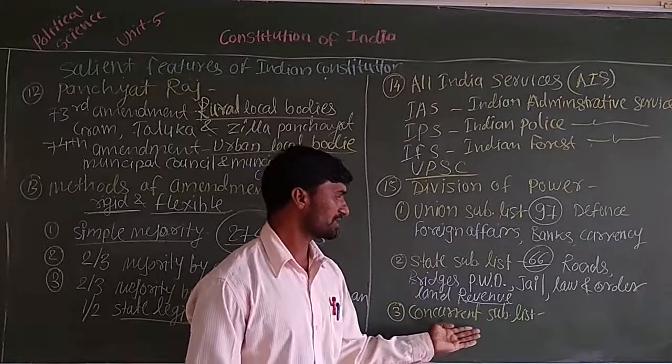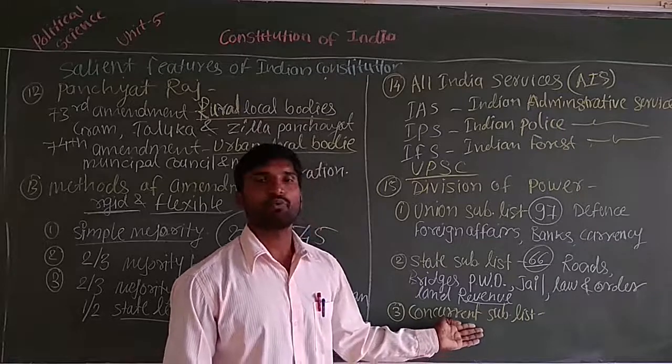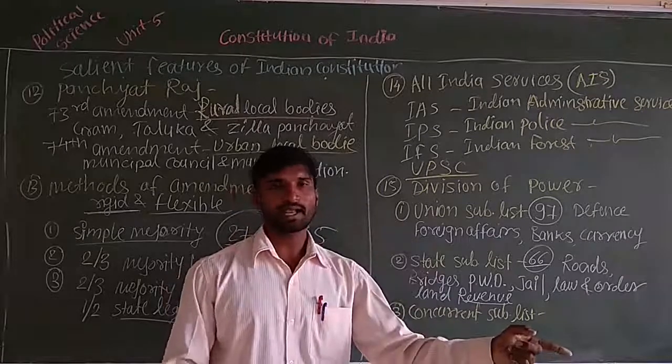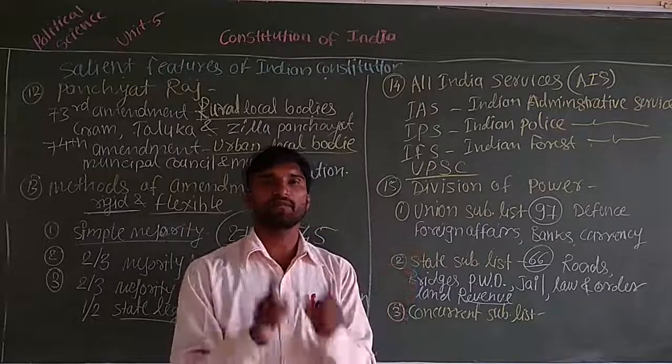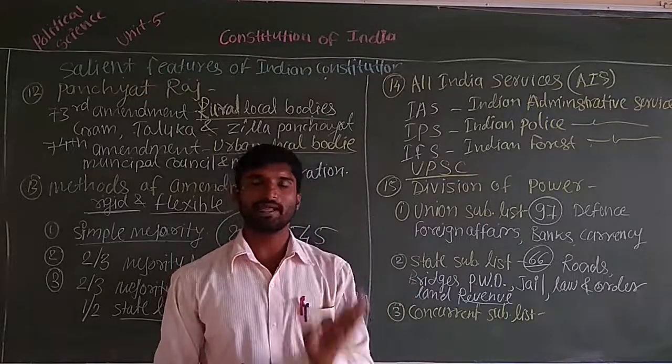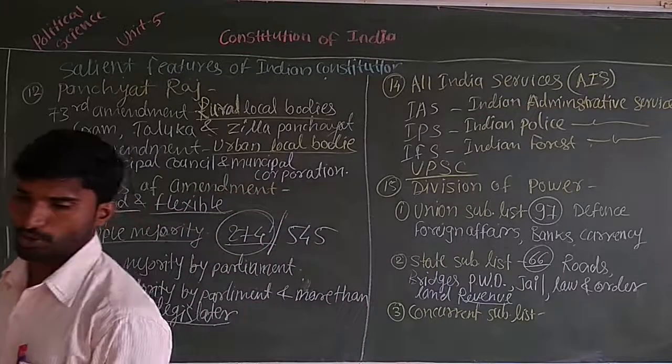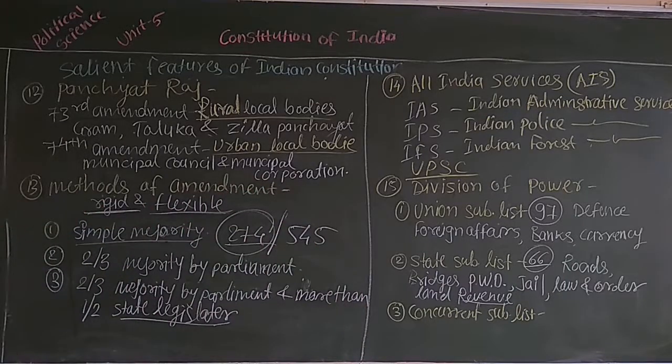So the concurrent subject list, on the subjects it consists of, the central government as well as the state government can frame laws, can legislate. So what are those topics, what are those subjects which come in the concurrent list?